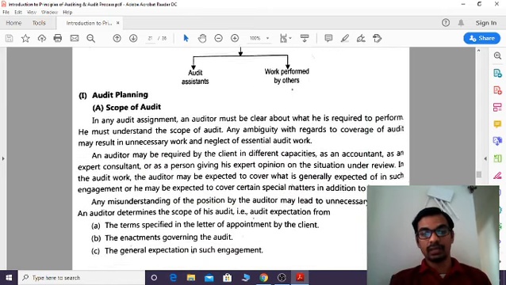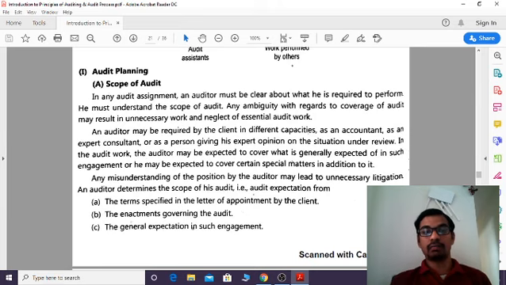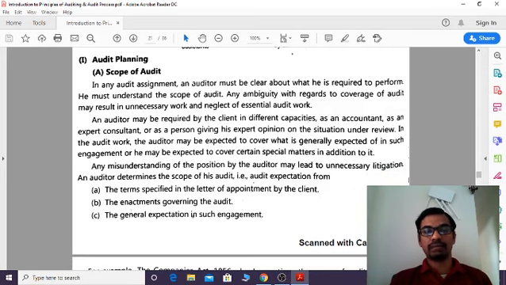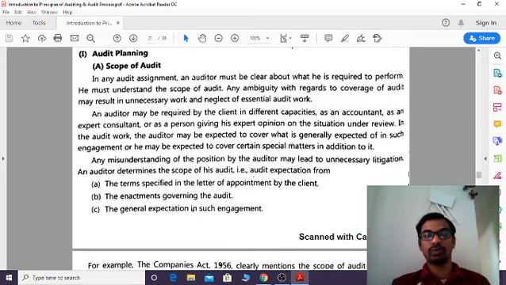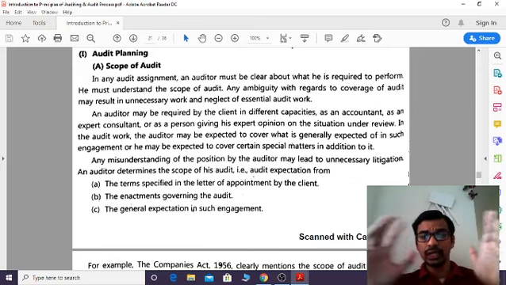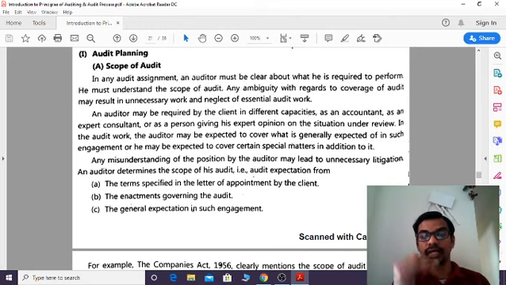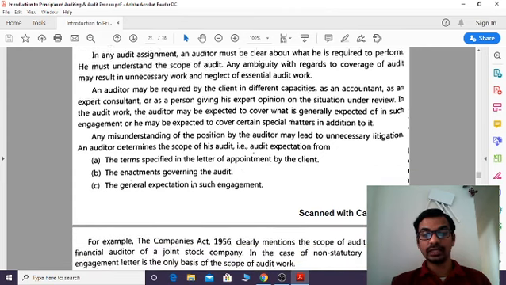Under audit planning, the proper plan of the audit is prepared. But to prepare that plan, the auditor must consider some necessary points. The first point is the scope of audit. First of all, the auditor has to decide the scope, the coverage of the work, how much work the auditor has to do regarding the completion of the audit. That coverage, which the auditor has to set up, is called the scope of the audit.